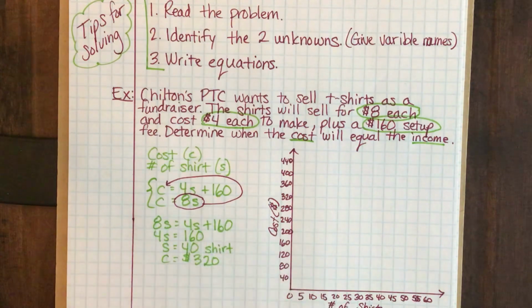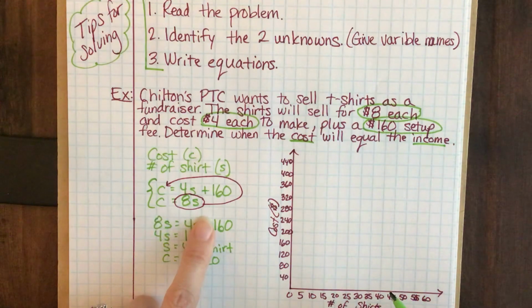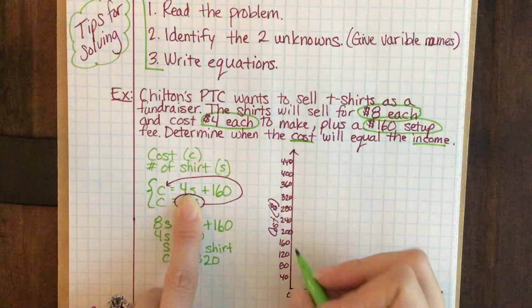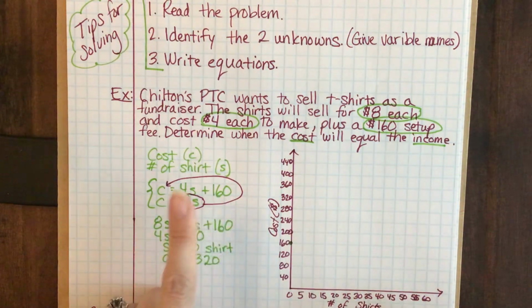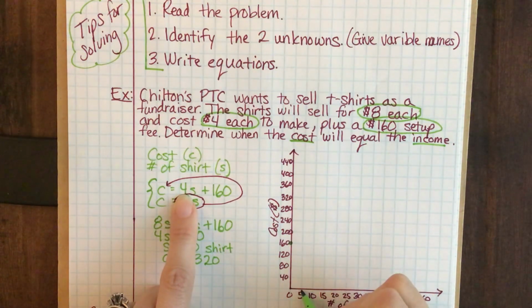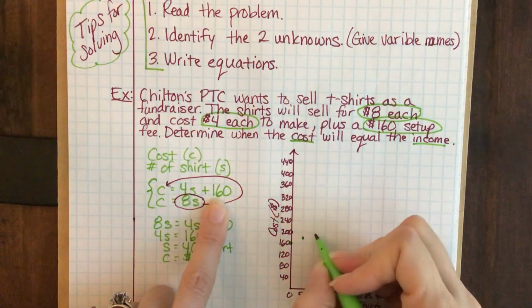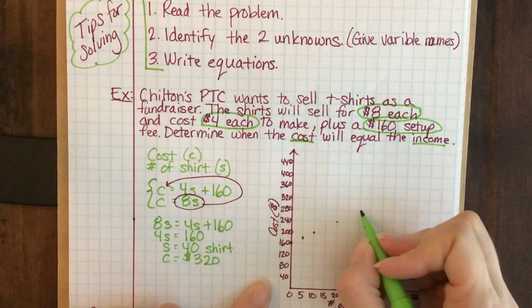These are set up perfectly for graphing, by the way. Whenever you're solved for one variable, it definitely lends itself to graphing. So first of all, let's look at the cost of the shirts. It starts at 160. So even if they sell no shirts, it's 160. And then they pay $4 for each shirt. So if they were to sell 5 shirts, this would be 20. This would be 180. If they were to sell 10, this would be 40, and this would be 200. And so it's going to continue on like that.